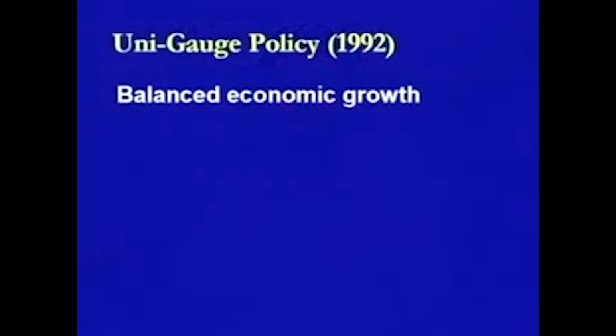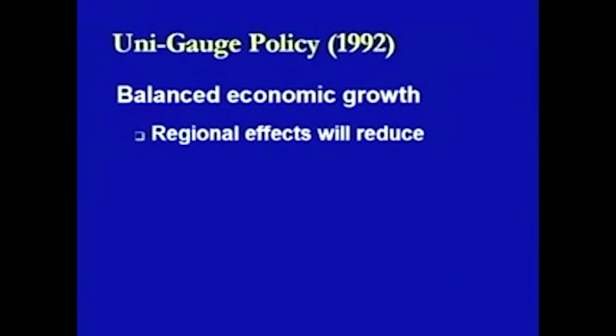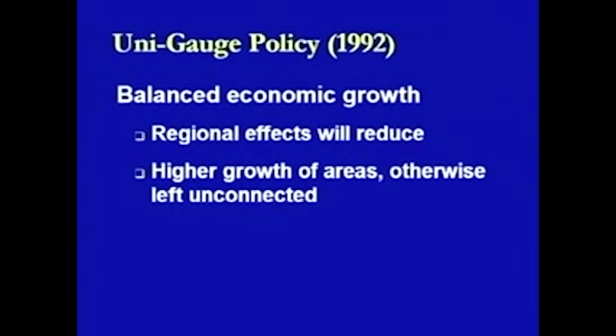There is better balanced economic growth, and in this case the regional effects will reduce because there is a greater connectivity from one part of the country to the other part of the country. That's what we have seen in the independence condition of India also, where the railways provided the connectivity to all of the different parts of the country. There is a higher growth of areas otherwise left unconnected. That's another economic aspect of the unigauge policy.